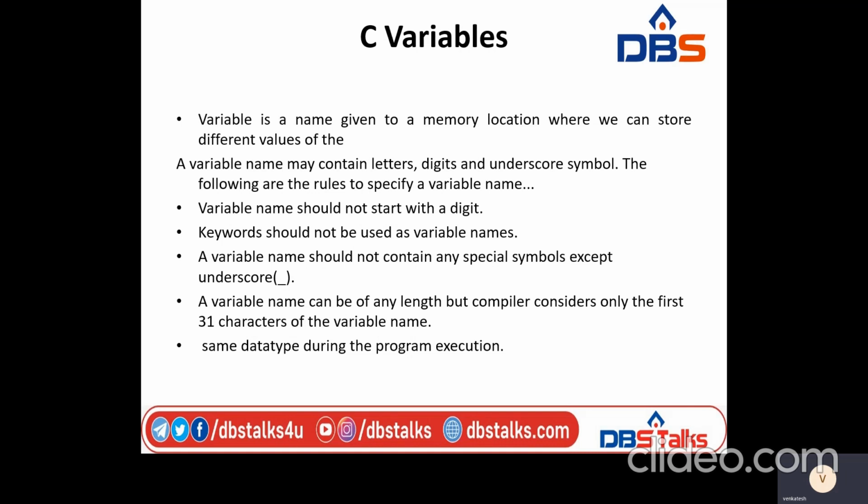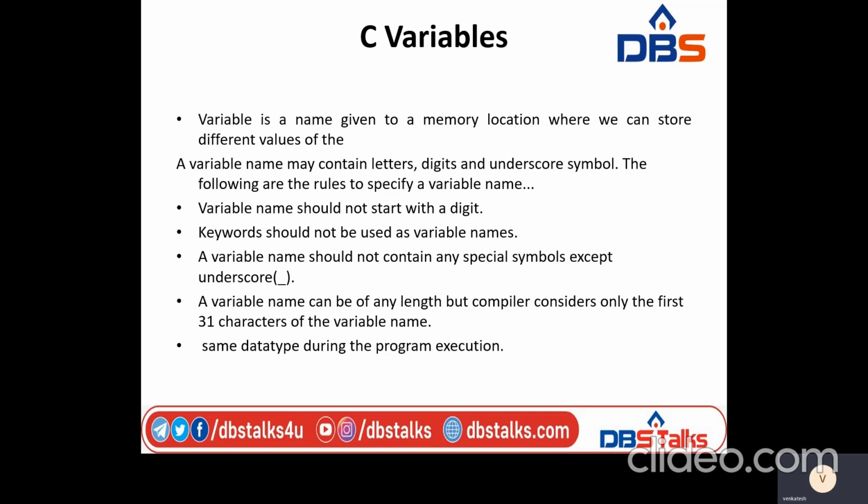So what is a variable? A variable is just like an identifier. A variable is a name given to a memory location where our value is going to be stored. Whenever we create a variable, we follow some rules. The same rules which we follow for creating an identifier, we follow for creating a variable. Variable name should not start with a digit.